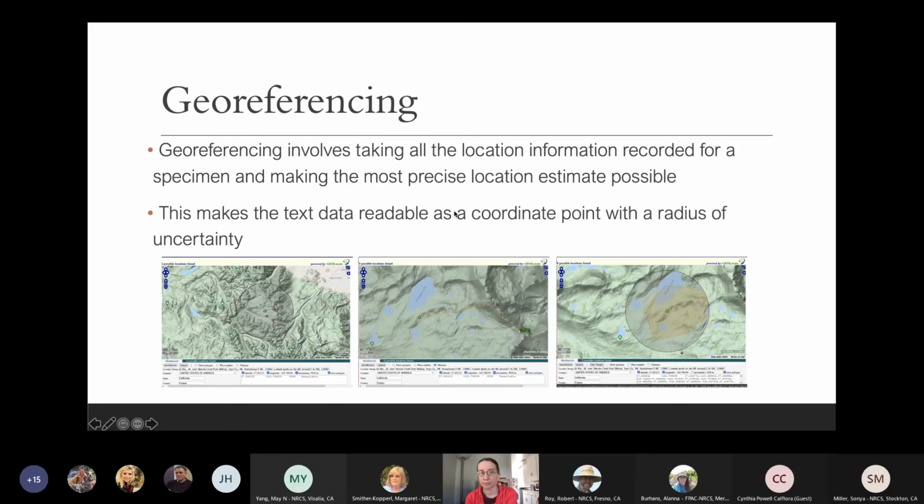We also do some georeferencing with our specimens. Most of these specimens are much too old to have GPS coordinates on them. But in some cases, the collector put in some really precise information about where they got the plant, and so you can take that information and estimate a GPS coordinate. That's what's called georeferencing. You can make the text data readable as a coordinate point, and you can put a radius of uncertainty around it. You can see some of these points in these maps have a very large radius of uncertainty around them.